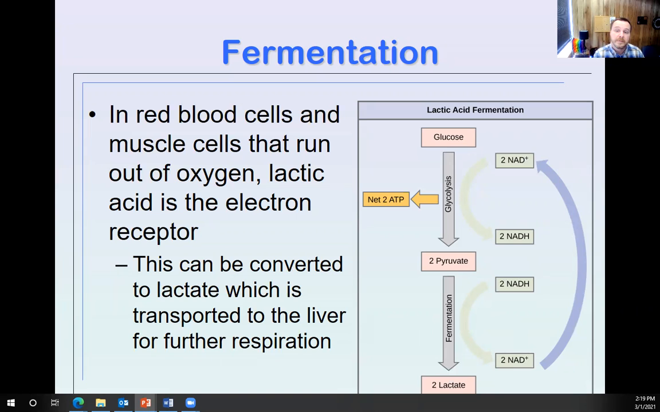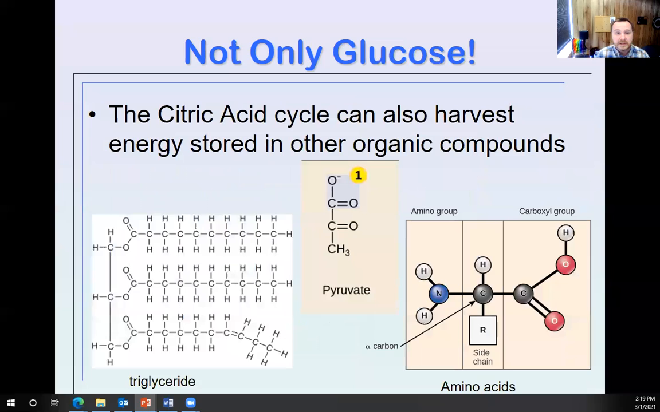So we'll convert your muscle cells. In order to keep glycolysis going, they need this NADH. So they'll ferment the pyruvate into lactate and lactic acid to do that. All right, so that's just a couple of examples of fermentation that is anaerobic respiration. Anaerobic is when we don't have oxygen, or we don't use oxygen to continue the process.